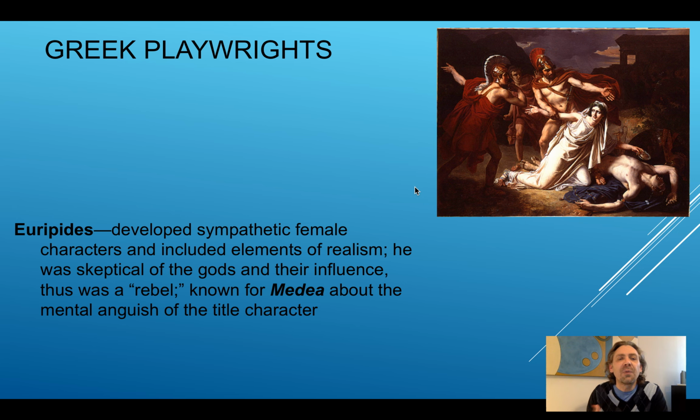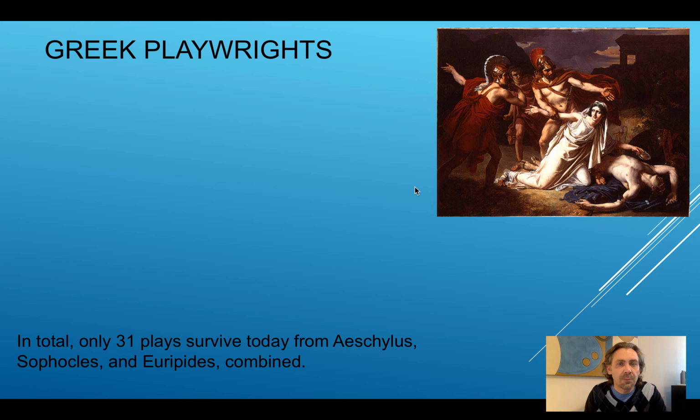Euripides developed a sympathetic female character within all of his plays. And Euripides actually included elements of realism. Unlike Sophocles and Aeschylus, Euripides was skeptical of the gods and of their influence, and was essentially considered to be a rebel. He is most well known for the play Medea, about the mental anguish of the title female character and what she experiences. In total, when we're talking about Aeschylus, Sophocles, and Euripides combined, only 31 of their plays have survived from the Golden Age to today.